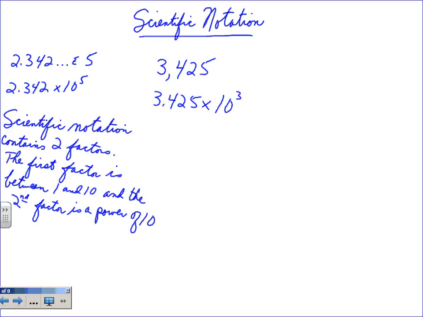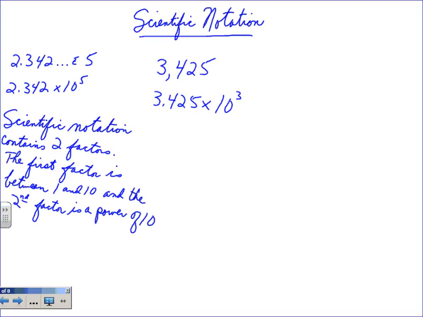So how did you get the power? The way we got the power of 3 is, I'm putting the decimal place here, right? And how many places did I move it? Well, I moved it 1, 2, 3 to the left. So that means I add 3. I'll do a couple more for you.